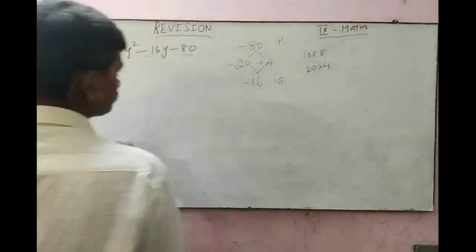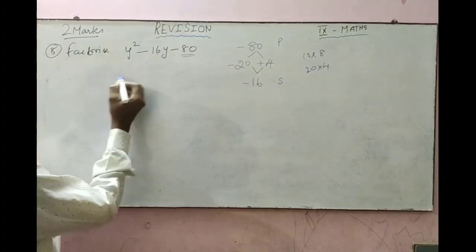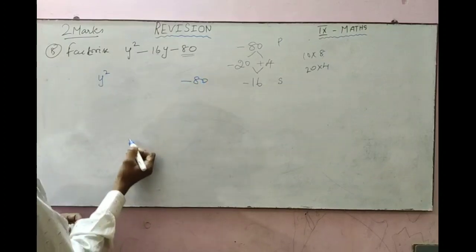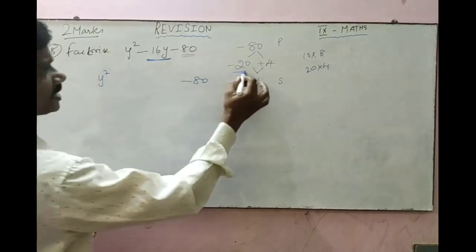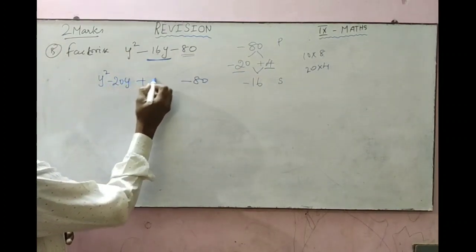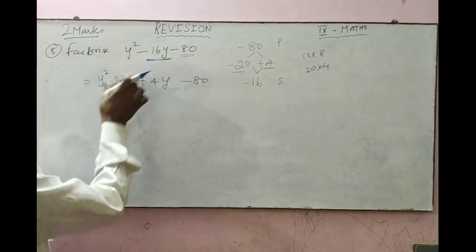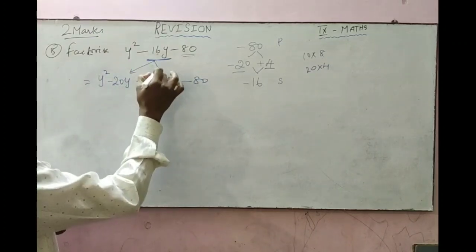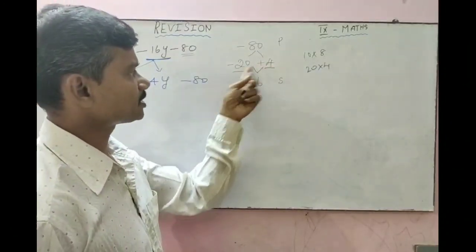Now we have to split this as 4 terms. Write the first term as it is and the last term as it is. Now the middle term should be split as minus 20y plus 4y. So this is the way of splitting the middle term as two different terms. This is one term and this is the other term. We have to split according to the number we split here.